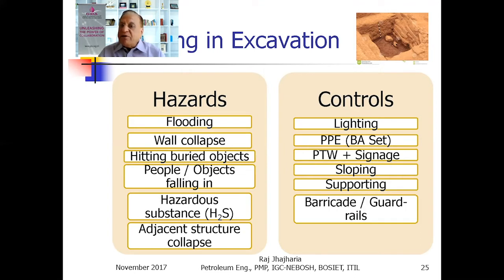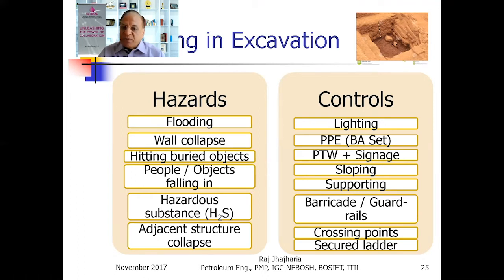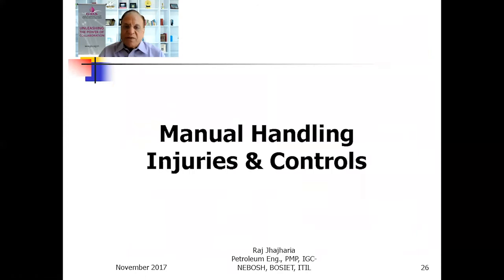And it should be barricaded on the outside edge. And there should be a crossing point. That means if it's a large excavation, you should allow certain bridges, temporary bridges, solid, stable, so that people can cross over it through those points. And the secured ladder, when you want to lower some people inside, there should be a ladder which is secured. And we have seen the security of the ladder in the previous slide.